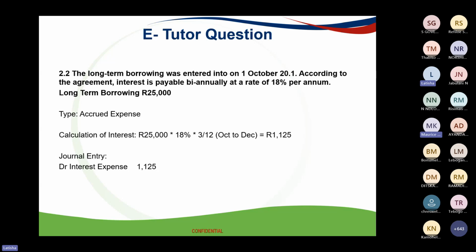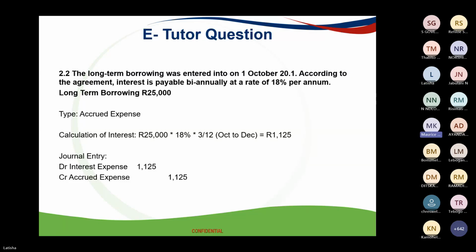What would the journals be? As it's an expense, we would debit interest expense and credit accrued expense. Why is it a debit interest expense? Because the expense is a cost. We owe money. We need to pay the interest on the loan, and the credit is an accrued expense because it has not yet been paid.